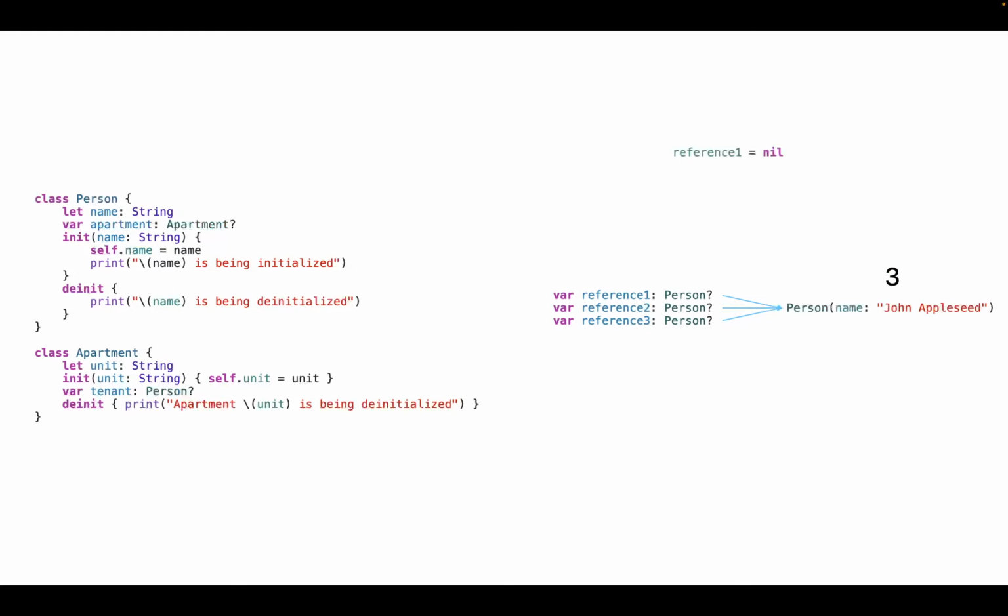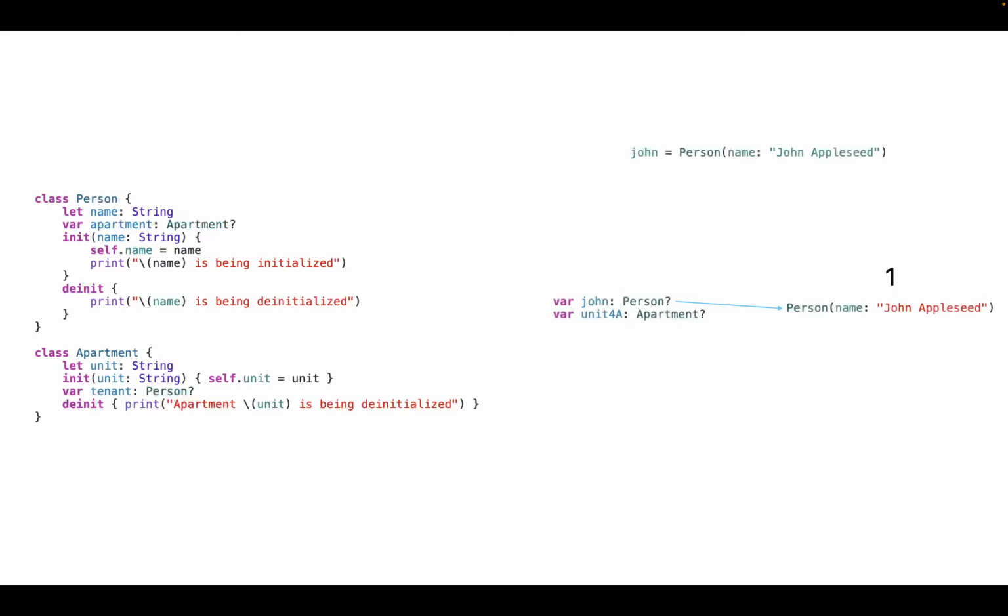If you set reference 1 to nil, then this reference would be destroyed, and the reference count would go down. Same thing for this line, and also for this line. And when the reference count gets down to 0, then this instance will be destroyed. So that's how memory management happens in Swift for reference types.